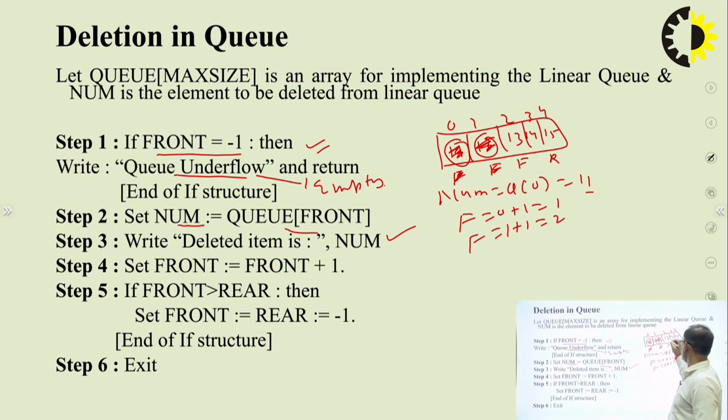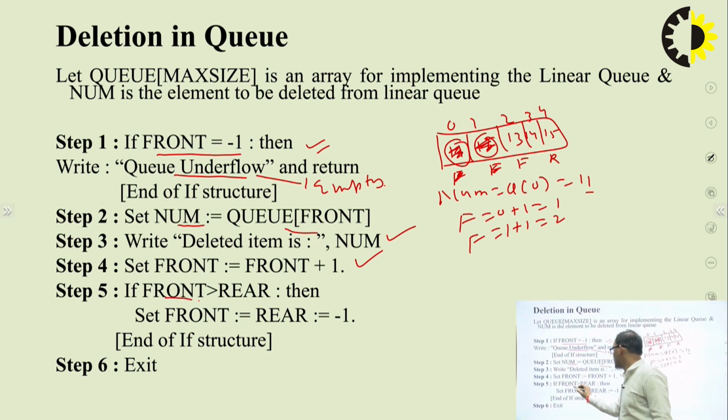It means front represents index 2, and the next element will be deleted from this location. So whenever we have deleted a specific element from the queue, after deleting the element we have to increase the value of front. That new value of front will represent the index inside the queue from where we have to delete the next element.